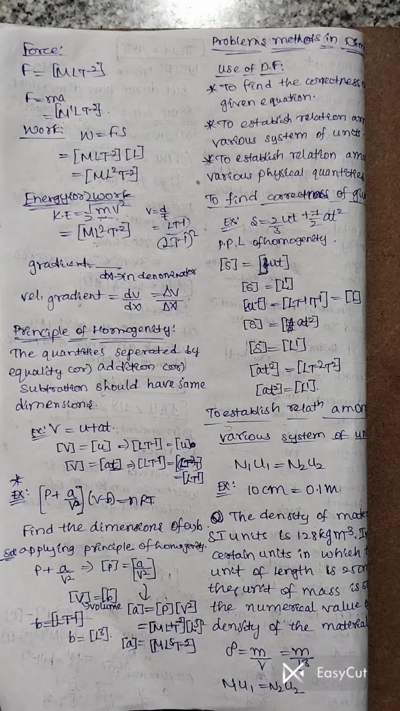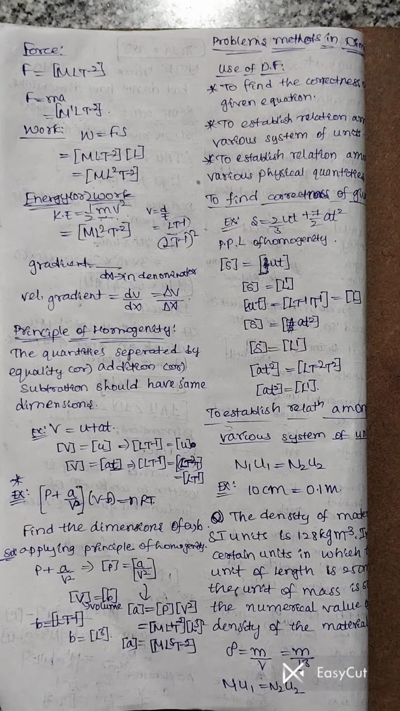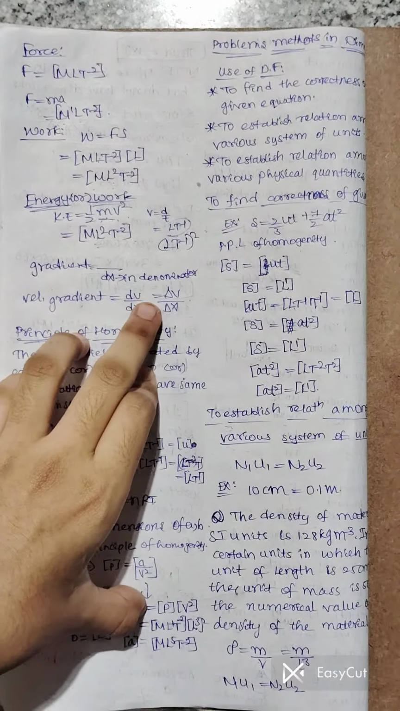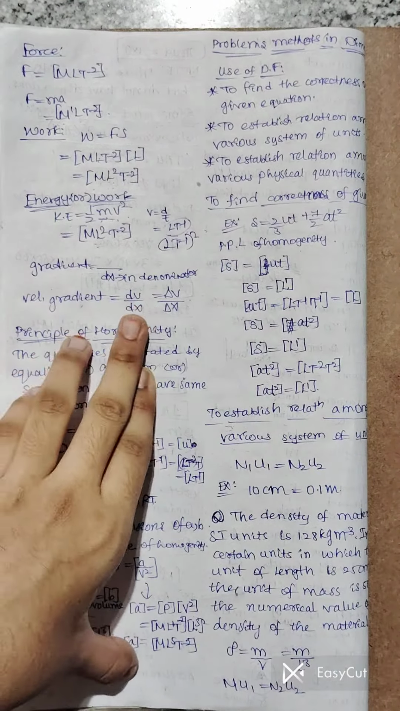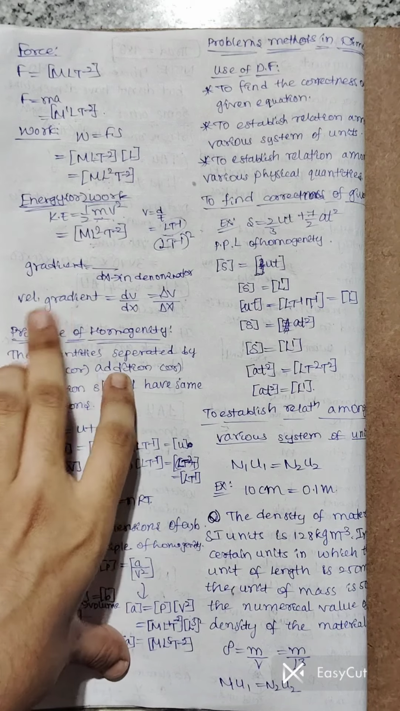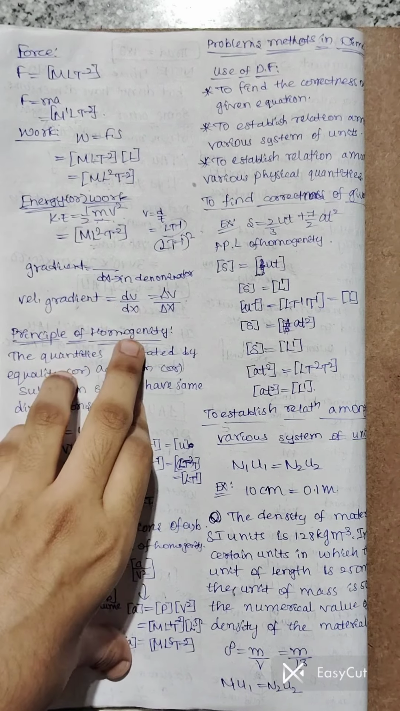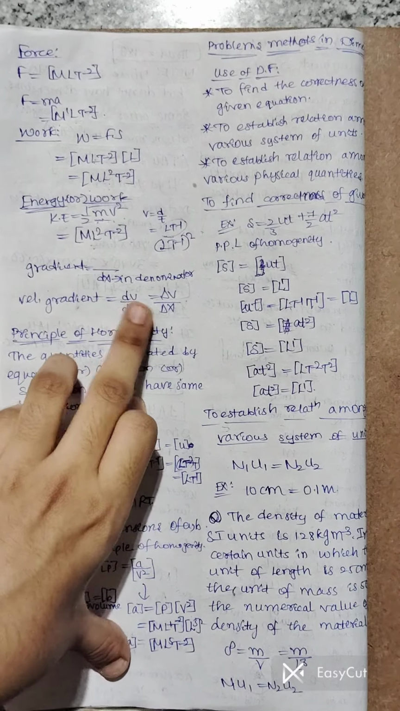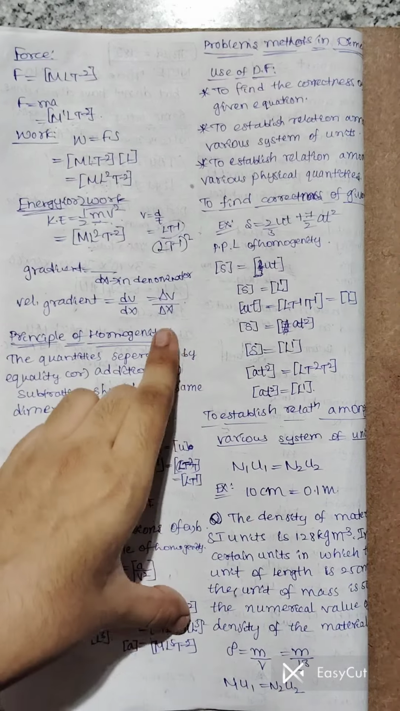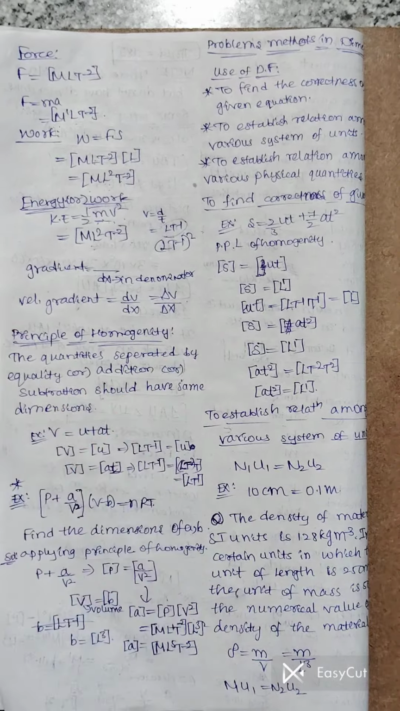Here you have to be aware of a term known as gradient. What is meant by gradient? A certain physical quantity per unit length is called gradient. You simply remember that if they ask gradient, you have to put dx in the denominator. For example, velocity gradient is equal to dv by dx, velocity per unit length. Simply we write it as delta v by delta x.